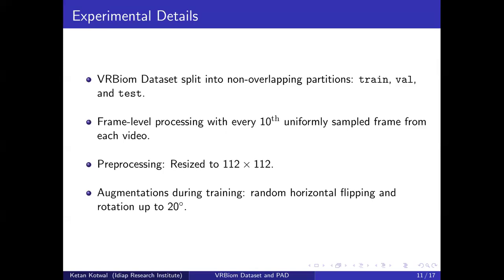Some more details about the experimental setup. We split the dataset into partitions that were non-overlapping in terms of the subjects, that is training, validation, and testing. The images were resized to 112 by 112 pixels, which is the requirement of the pre-trained models that we have downloaded. And for augmentations during training, we randomly flipped the images in horizontal direction, as well as we rotated the images up to 20 degrees, which was also done in a random manner.